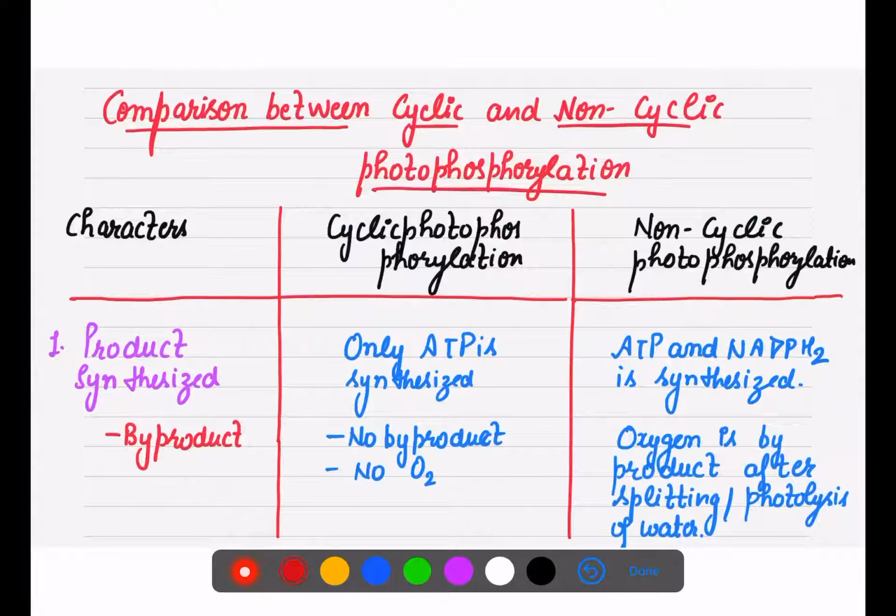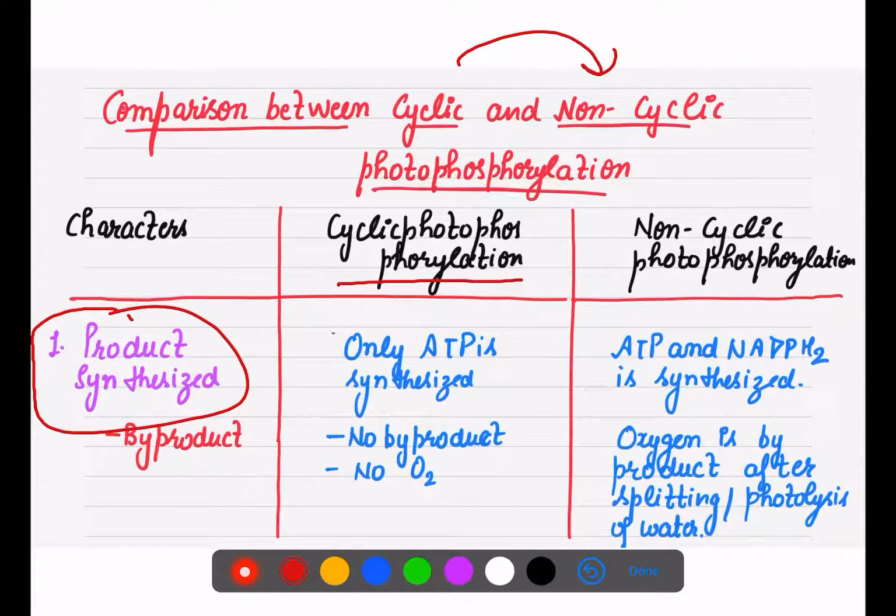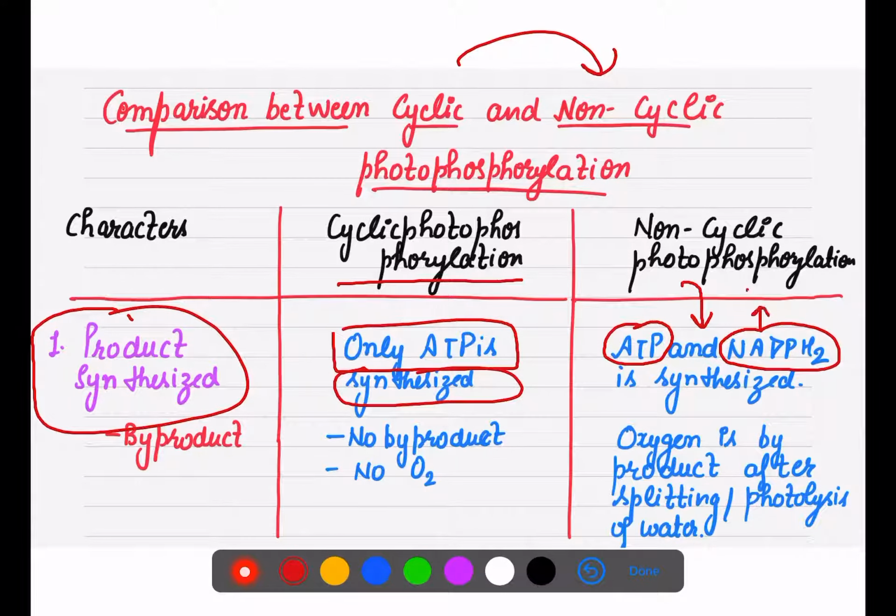Comparison between cyclic and non-cyclic. See, again we are going to take a few points. The products. First thing, what is the product synthesized in cyclic photophosphorylation? As we have just finished, only ATP is synthesized here. But in non-cyclic, what are the products? ATP as well as our reducing power. What is the reducing power? That is NADPH2. But in cyclic, only ATP is synthesized.